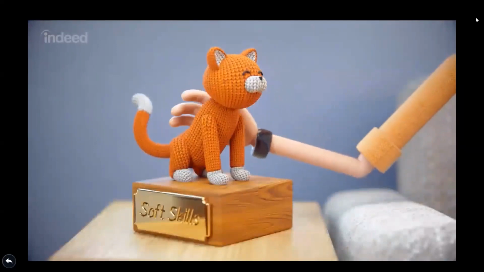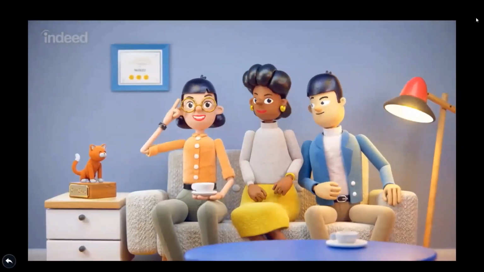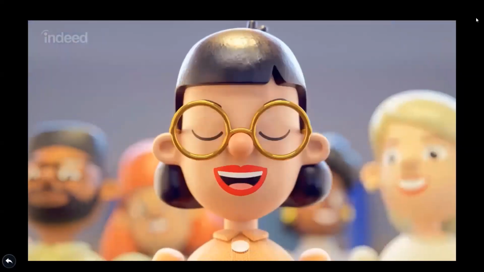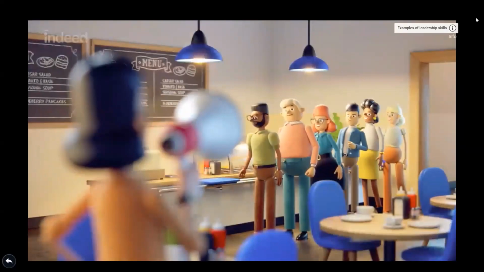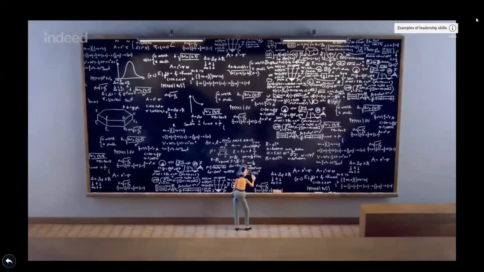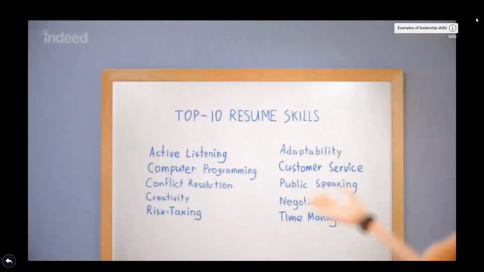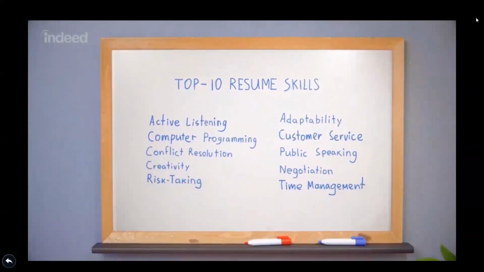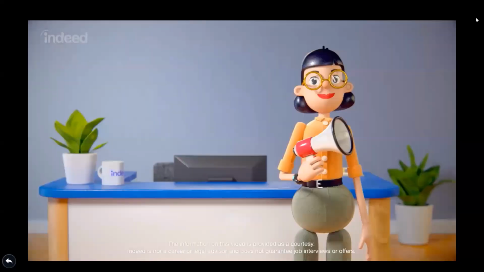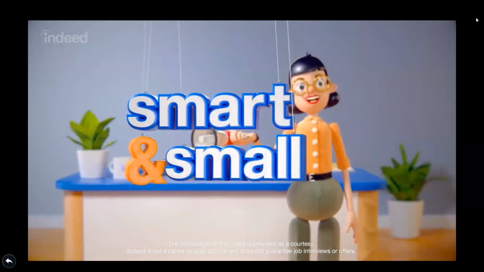Soft skills, on the other hand, are abilities that can be applied in any job. Think people skills or social skills. These are skills like leadership, teamwork, problem solving, and organization. Still not sure what skills to list? Here are 10 of the most common. Remember, employers pay special attention to the skills on your resume. Well, I think that's everything. Remember that the smallest moves are sometimes the smartest.